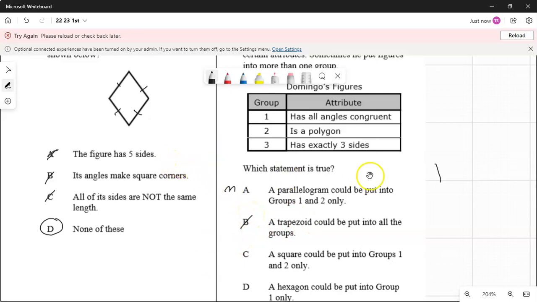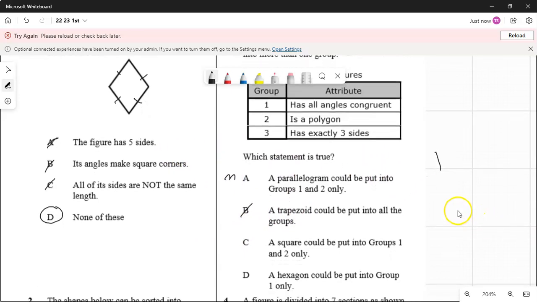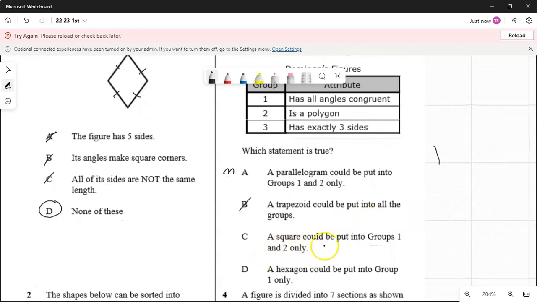Scoot up a little bit here, right towards the bottom there. Okay, a square can be put in group 1. Okay, all angles congruent. A square has all angles congruent, most definitely. And group 2. And it's a polygon. It cannot be put into group 3 because it has 4 sides. So I think this one may be my answer.